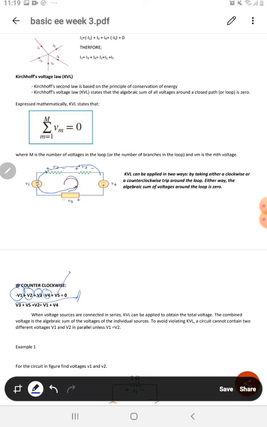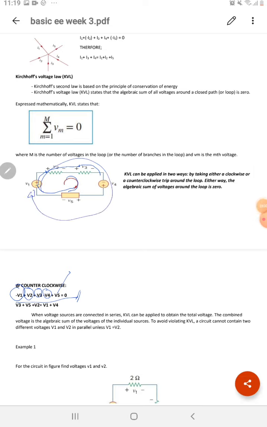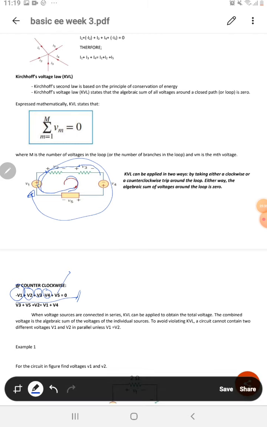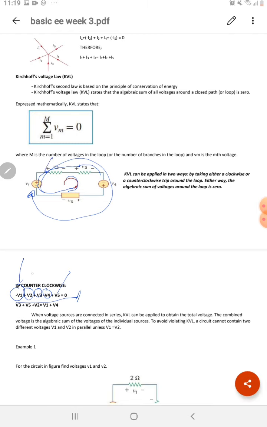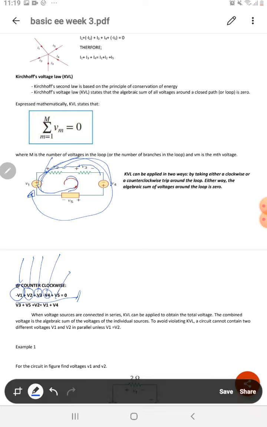Pag nag-loop kayo guys, wala kayong pakialam sa palabas. Unless you are using your electron flow. Pag gumagamit kayo ng conventional flow, ang pakialam nyo lang is kung saan papasok yung arrow nyo. Di ba? Ganyan naman tayo, di ba? Kung saan lang papasok. Doon lang may pakialam, okay? So, pumasok sa negative, which is negative V1. Pumasok sa positive, which is positive V2. Pumasok sa positive, which is positive V3. Nung pumasok sa negative, which is negative V4. And then, pumasok sa negative at V5, which is positive V5.